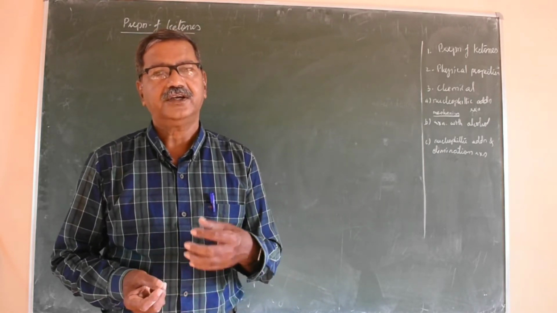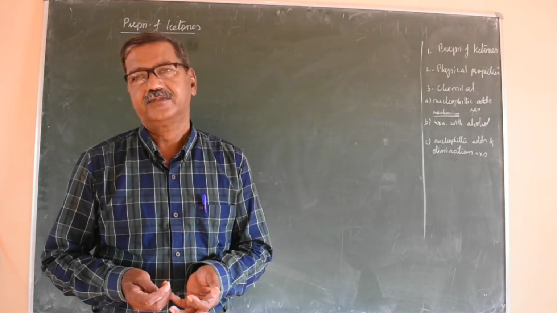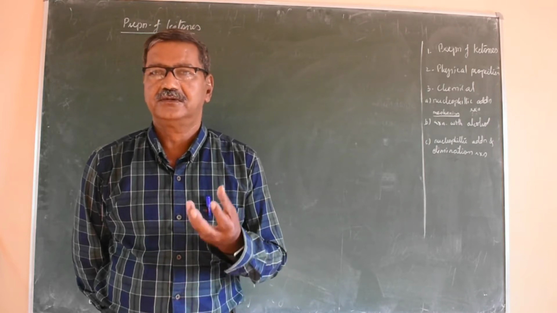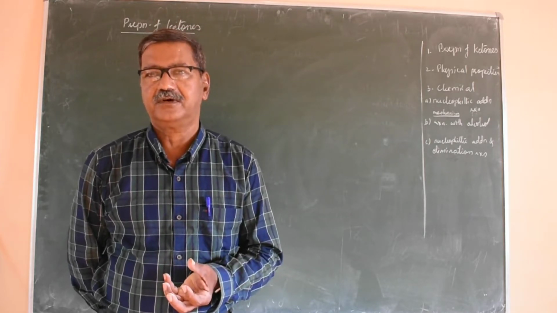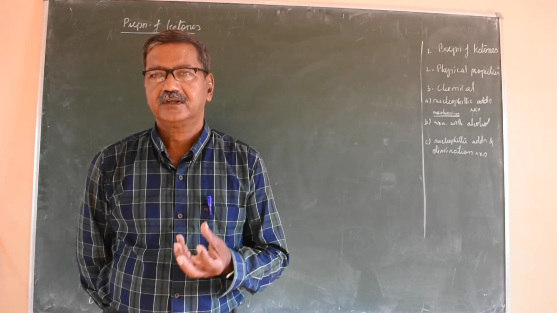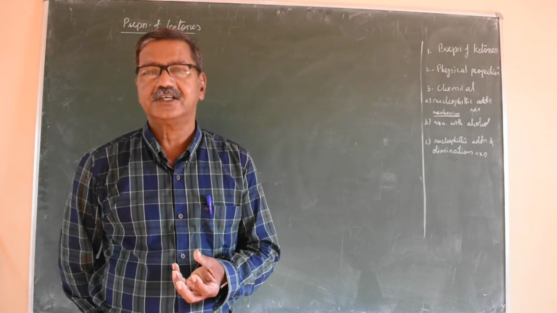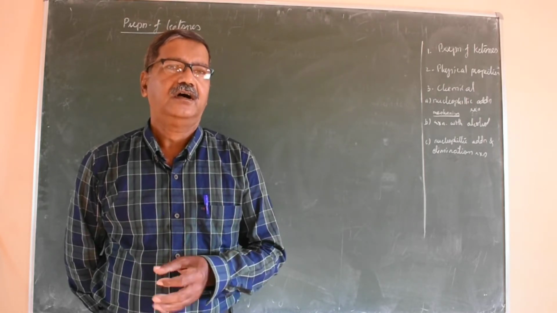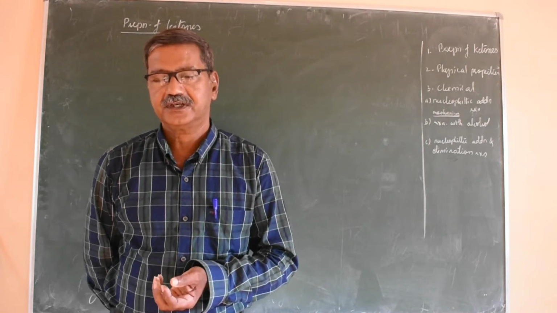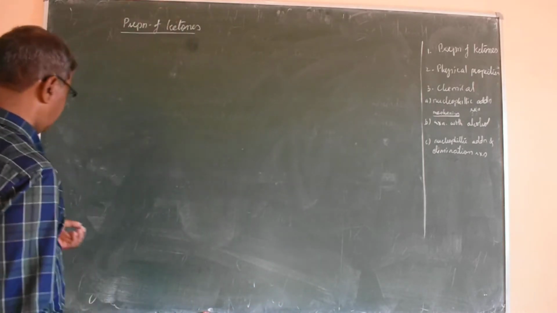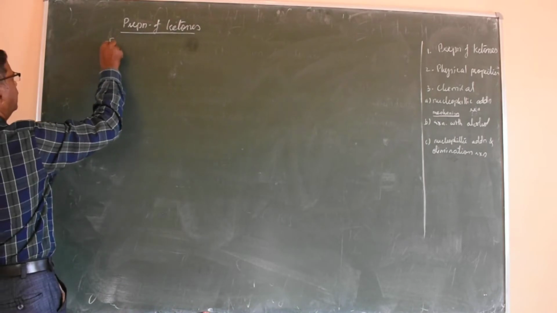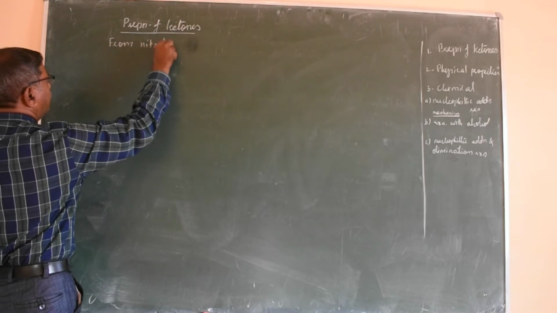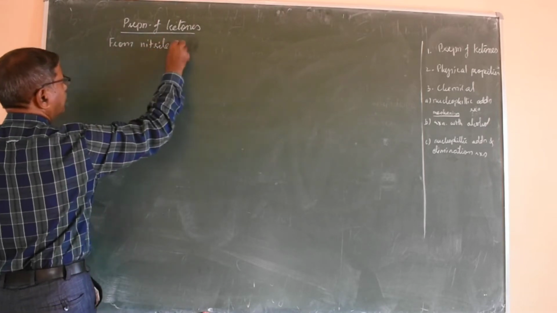Ketone can also be obtained by using Grignard reagent. In the Grignard reagent reaction for preparation of ketone, nitrile, that is RCN, is treated with Grignard reagent to form an addition product, and that on hydrolysis gives ketone. So this is preparation of ketone from nitrile or from Grignard reagent.